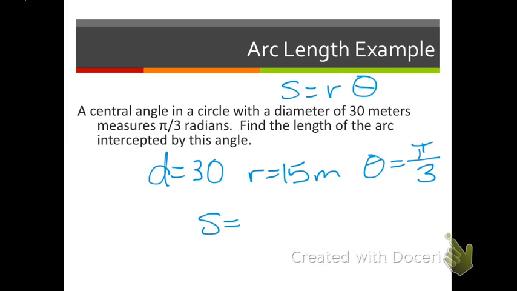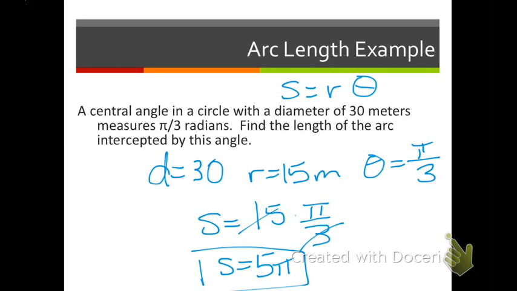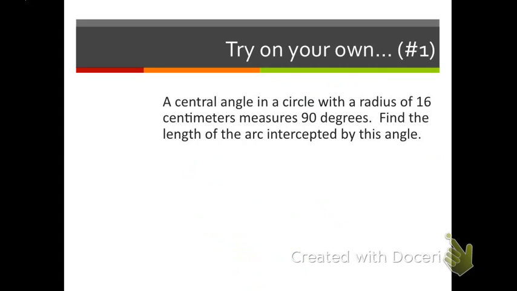So s equals 15 times pi over 3. The 3 and the 15 cancel out, so the arc length is equal to 5 pi. My question was asked in radians, so I will give my answer in terms of pi. You try this one on your own. This one's in degrees, so you can either change it back to radians or use what I will call the geometry formula, which is already in degrees.